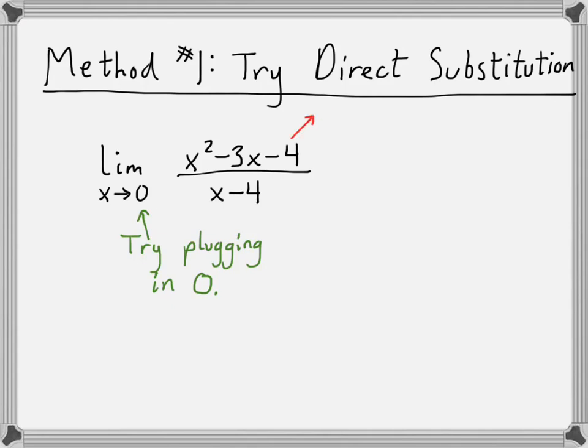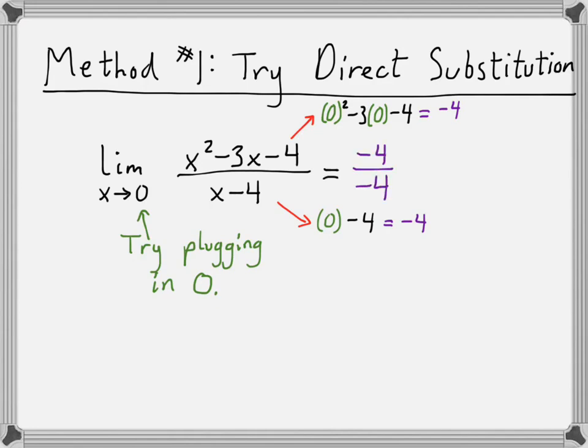In the numerator, I plug in 0. I would get 0 squared minus 3 times 0 minus 4, and that all evaluates to negative 4. Great, let's plug in 0 on the bottom. 0 minus 4 would also be negative 4. So as x approaches 0, this function would have a value of negative 4 over negative 4. Well, I know what that is. That's 1. Great. We evaluated the limit. That was pretty straightforward, huh? So if we can plug in the value x is approaching, we can get a quick answer.